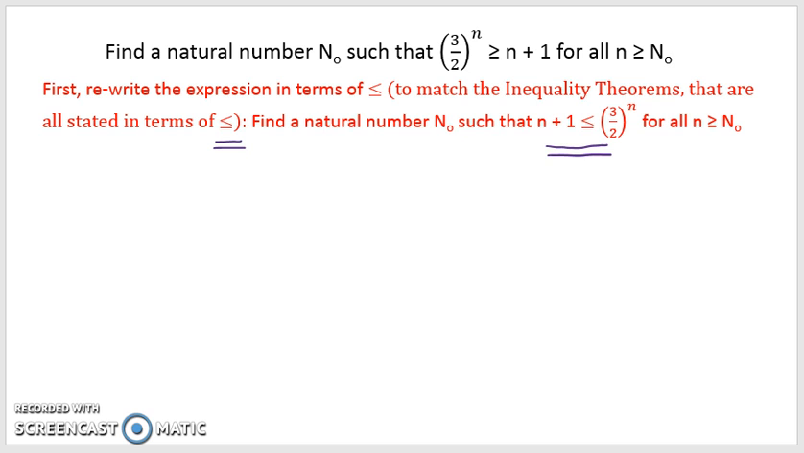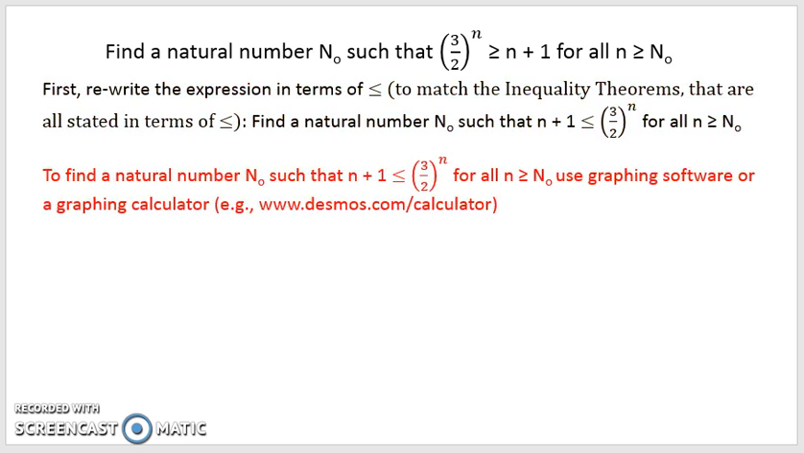Now we're still looking for the natural number n, and to do that, there's a couple different approaches. You can just start plugging in numbers, and you can get a sense. Plug in the number 1. For the number 1, you'd have 1 plus 1, which is 2. Is that less than or equal to 3/2 to the first, which is 3/2? So it's not true for 1. And then you can just keep working up on your numbers.